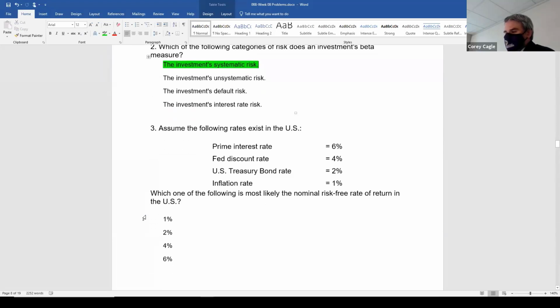Number 3: assuming the following rates exist in the U.S., prime rate, federal discount rate, U.S. Treasury bond rate, inflation rate, which is most likely to be the nominal risk-free rate of return in the U.S.? We measure that based on what they're charging on Treasury bonds. It's more of a question from an earlier section. That's our easy way of approximating the risk-free rate: what the government is charged on Treasury bonds.